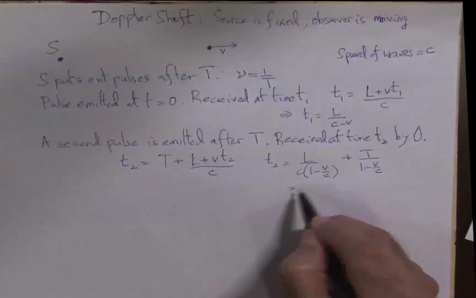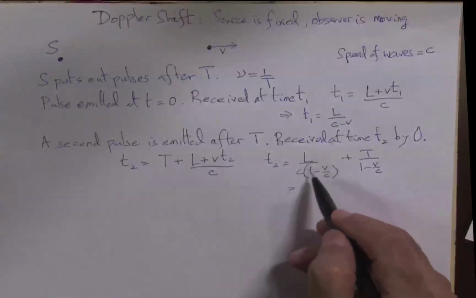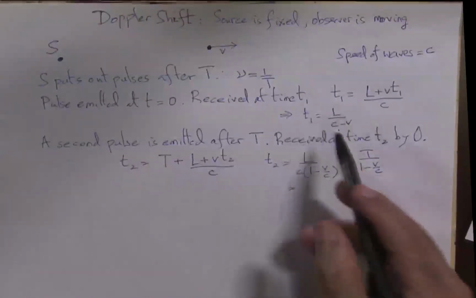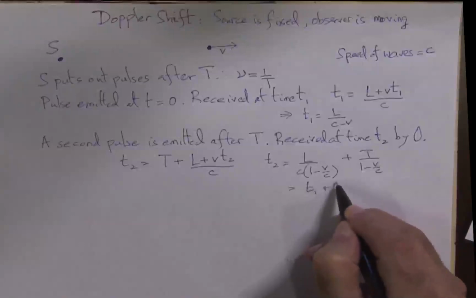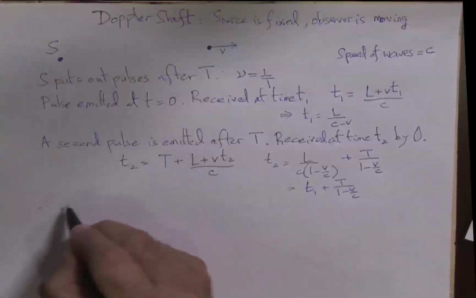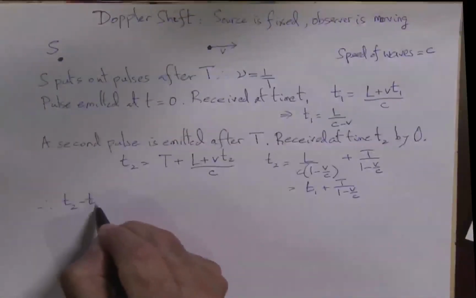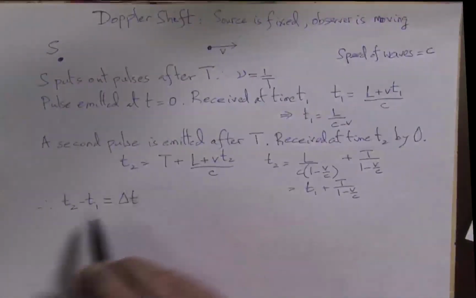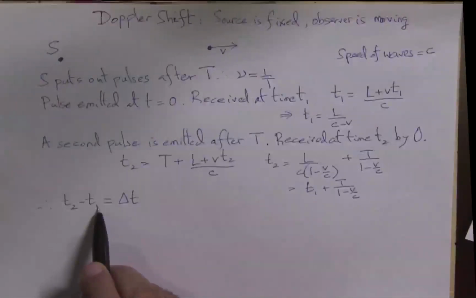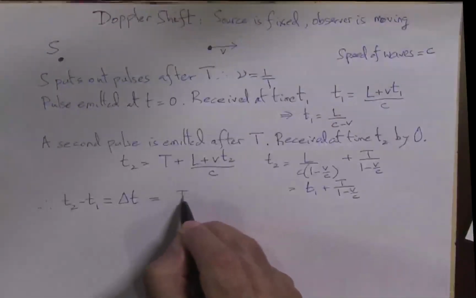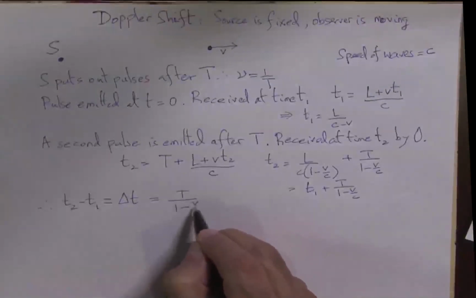But you see this over here, if I just work this out, this is L into c minus v. That's exactly what we have over here. And so this is t1 plus t over 1 minus v over c. That means that the difference in times t2 minus t1, let's call that delta t. So the first pulse is received at t1, the second pulse is received at t2, the difference in the times is delta t, and that's equal to t over 1 minus v over c.